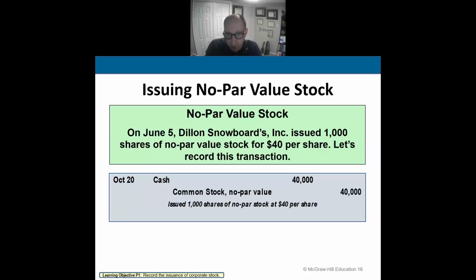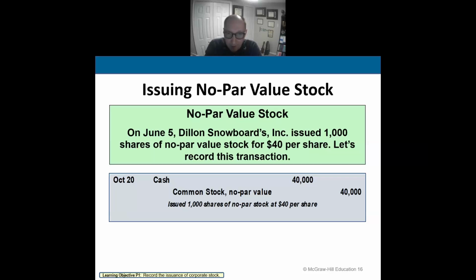Non-par means there is no par. Okay, it means there's no par value. That's what it means. And this is somewhat common as well. A company might issue non-par value to certain shareholders, we'll say. It's not as common as you think, but it's something to talk about, right?